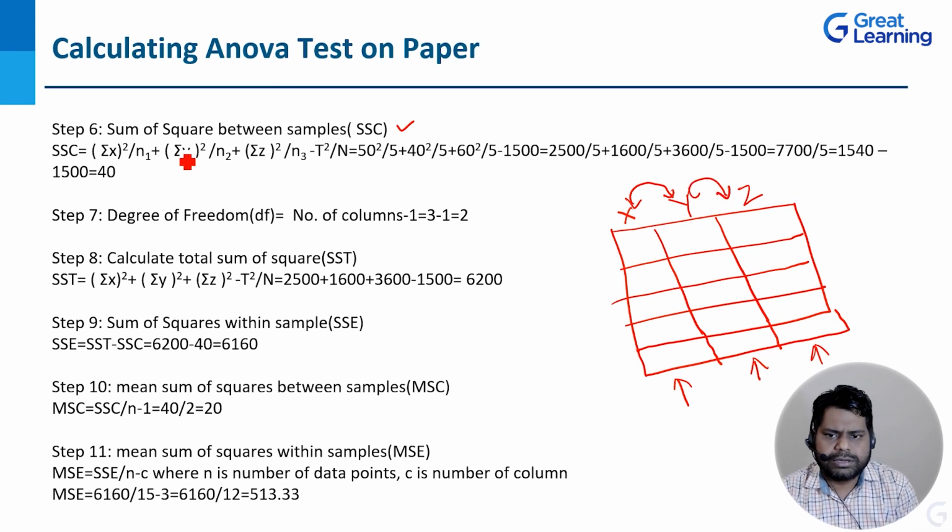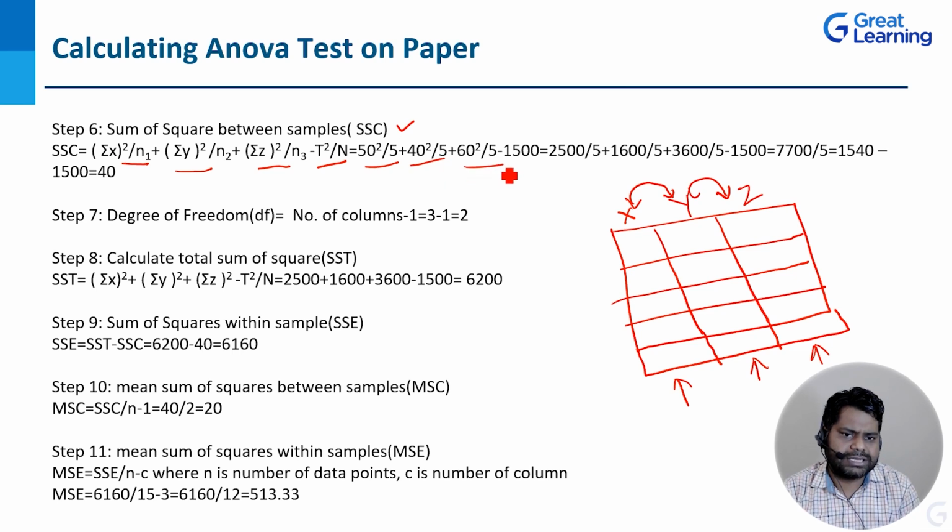So this is sum of x squared divided by n1, plus sum of y squared divided by n2, plus sum of z squared divided by n3, minus T squared divided by n. That is 50 squared by 5, 40 squared by 5 and 60 squared by 5, minus 1500. That is our correction factor. So it becomes a total of 40.